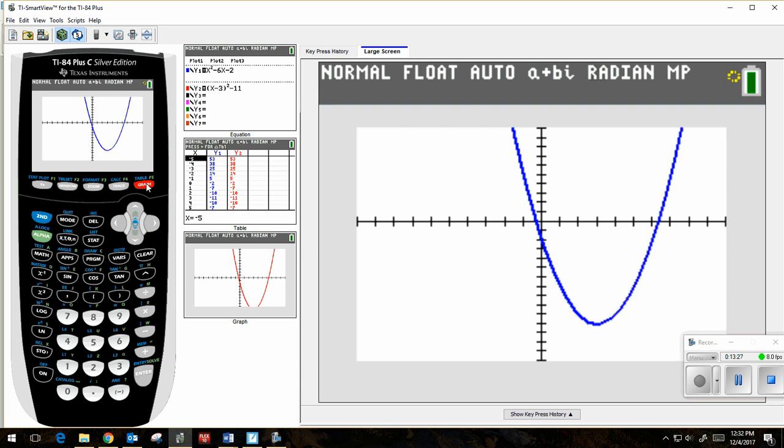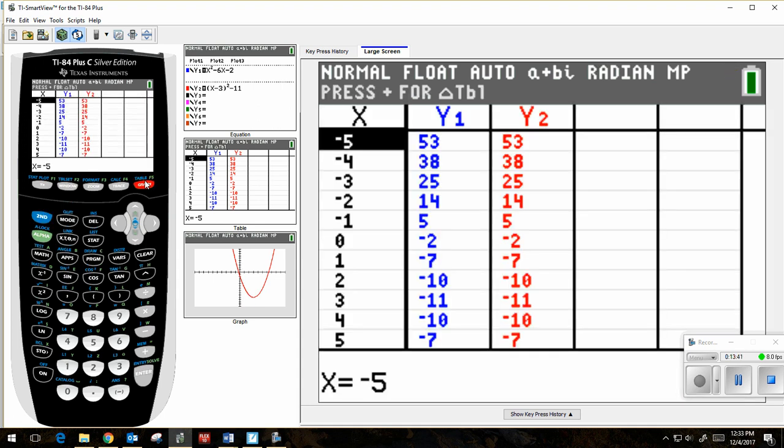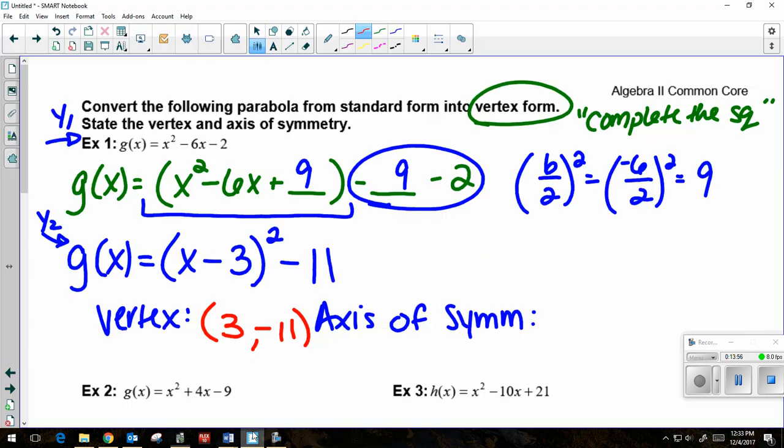Or you can go to the table. And like I said, in the table, it is going to be what's in the middle of the rainbow pattern or the repeating pattern. So if I hit second graph, here's my table. So what you want to do is find the pattern. And if you notice, my pattern's towards the bottom. The negative 7s repeat, the negative 10s repeat as the y value, and stuck in the middle of them is 3, negative 11. So that's my vertex.